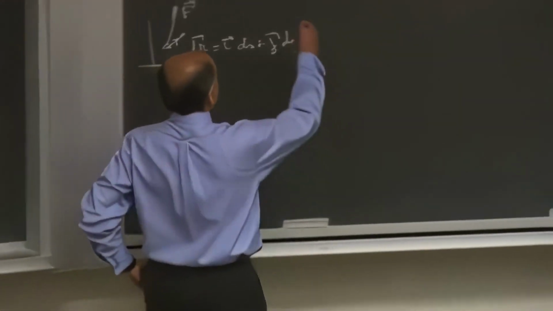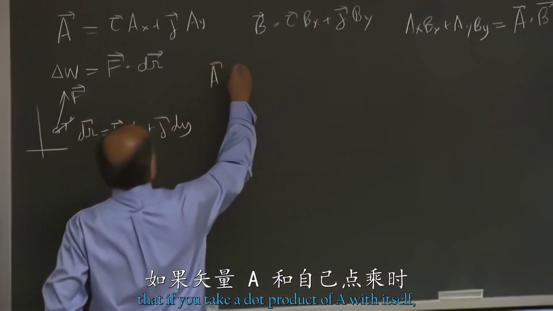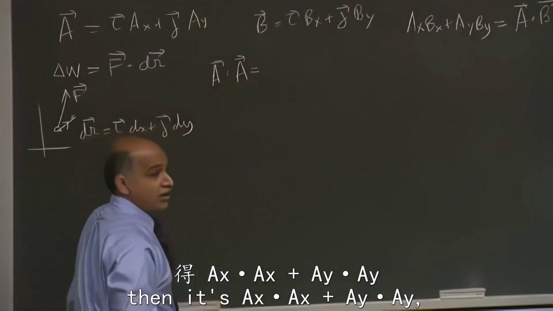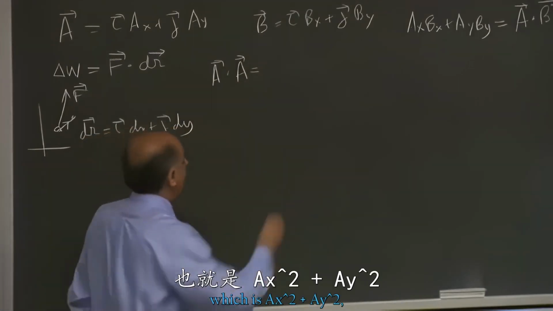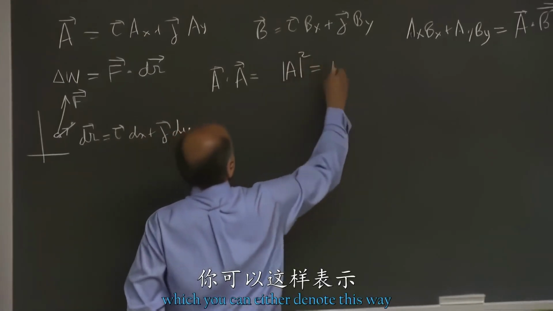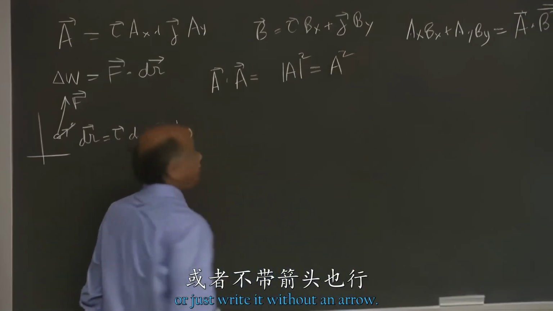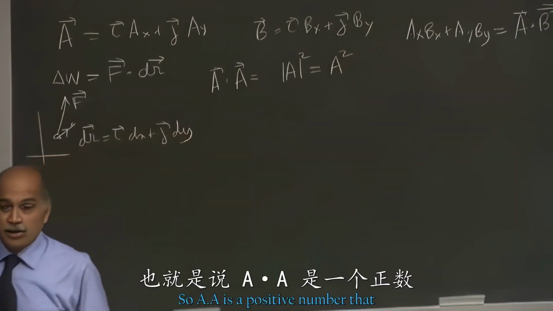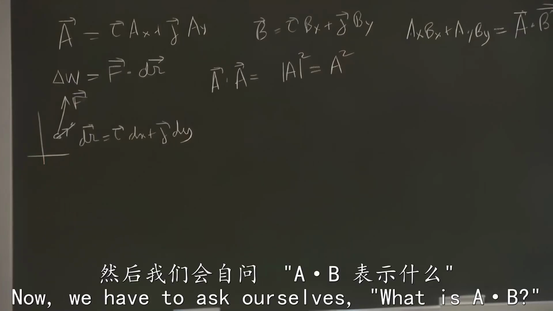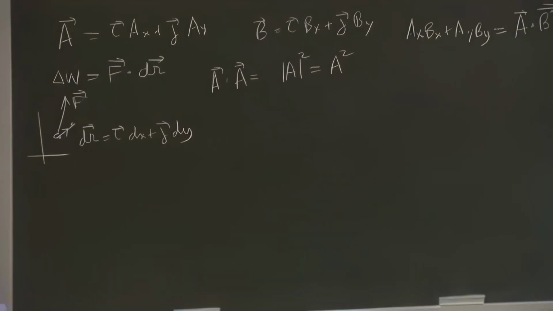First thing we realize is that if you take a dot product of a with itself, then it's ax squared plus ay squared, which is the length squared of the vector a, which you can either denote this way or just write it without an arrow. So a dot a is a positive number that measures the length square of the vector a. Likewise, b dot b. Now we have to ask ourselves, what is a dot b?